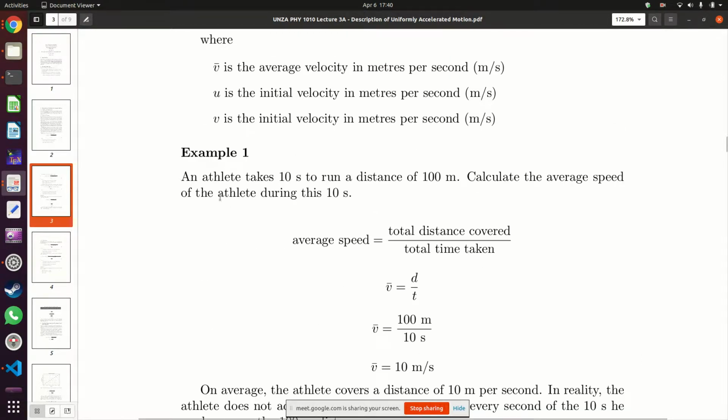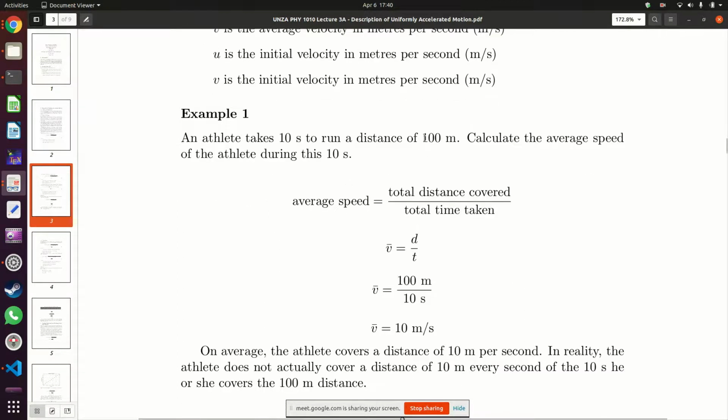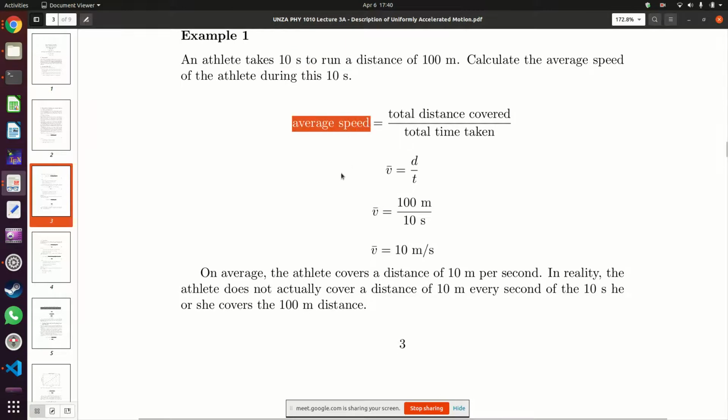We have an example here. It says an athlete takes 10 seconds to run a distance of 100 meters. Calculate the average speed of the athlete during these 10 seconds. The distance covered is 100 meters and the time is 10 seconds. So the average speed is equal to the total distance divided by the total time taken, d divided by t. That's 100 meters divided by 10 seconds, so the average speed is 10 meters per second.